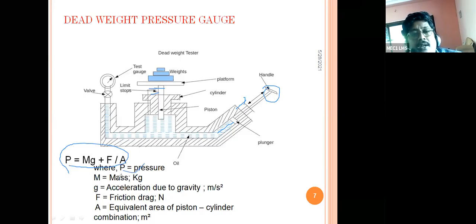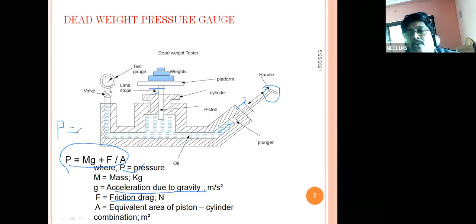Where P is the pressure, and M is the mass of weights we place on the platform. G is the acceleration due to gravity, and there is friction drag, that means the friction between the piston and the cylinder. A is the equivalent area of the piston and cylinder combination, in terms of square meters. With the help of these known values, we can find out the value of the pressure.